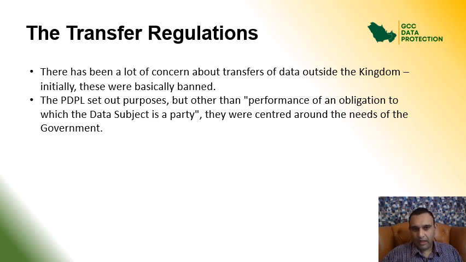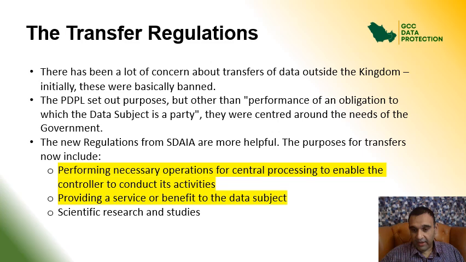The PDPL only set out one purpose unless you were within government. It was performance of an obligation to which the data subject is a party. That covered some things, but there were a lot of organizations that still would not be able to transfer data in and out. But the new regulations are much, much more helpful. So they include performing necessary operations for central processing to enable the controller to conduct its activities and providing a service or benefit to the data subject. So that's kind of where most of our clients are going to end up, providing a service or benefit to the data subject. You no longer need a direct contract with the data subject. So long as you can document that you're providing them with a service or that it's benefiting them, you should be good to use that as a basis for your data transfer. And aside from a bit of documentation, that shouldn't make life too difficult.